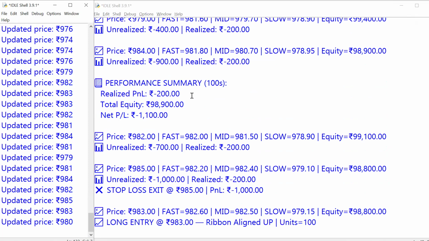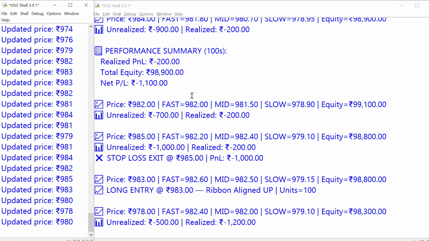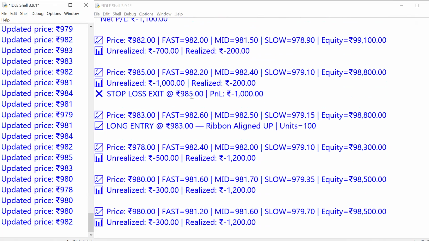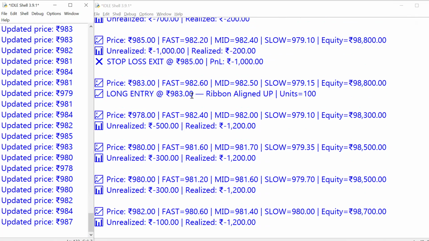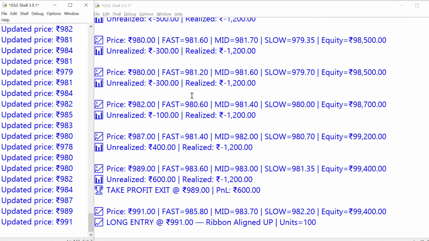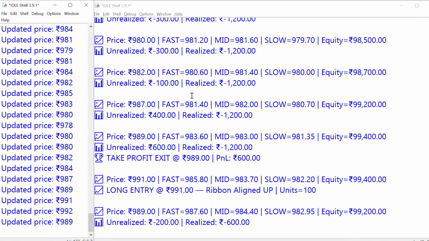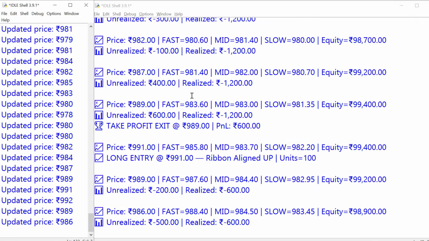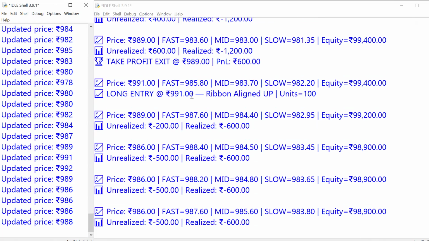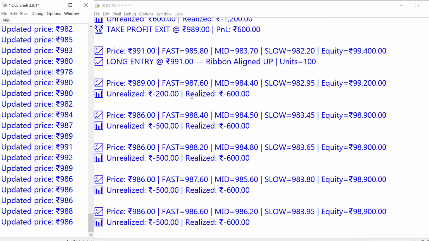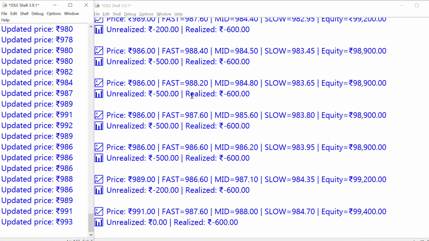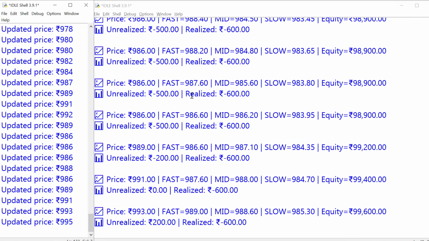It's completely fine. You got one long entry because the ribbon alignment is on the upside. Keep on doing this. We took the profit at 600. See, once you feel it's okay to stop at one level of profit or one level of loss, then you can always take a decision. But I keep on running this algo so that I can get a good backtesting result, and while taking a trade, it will really help me.